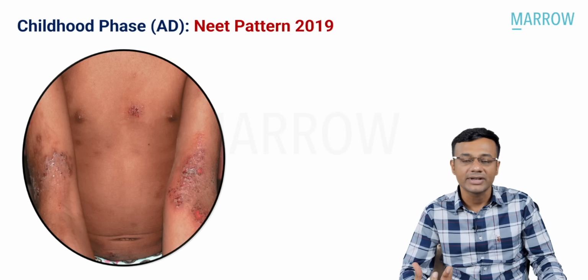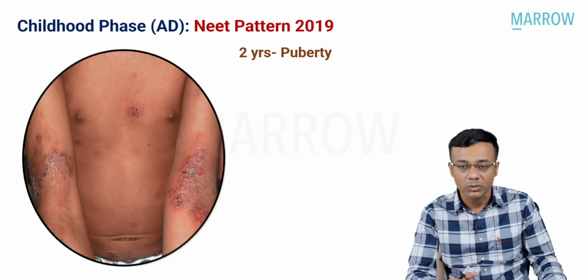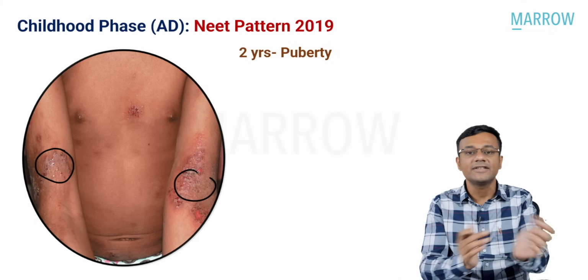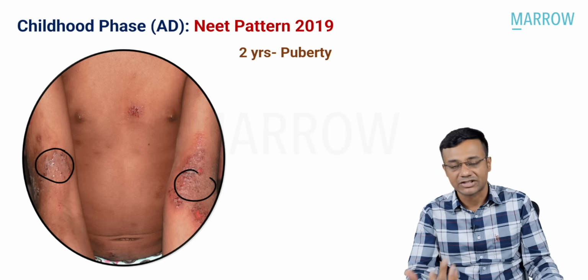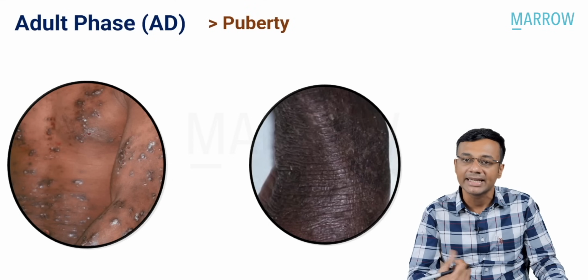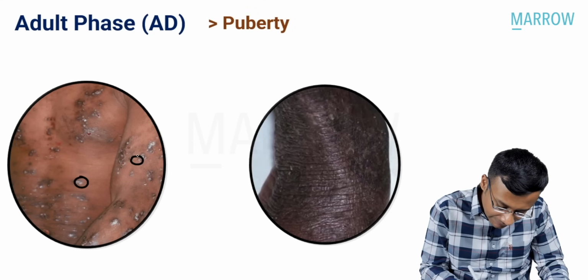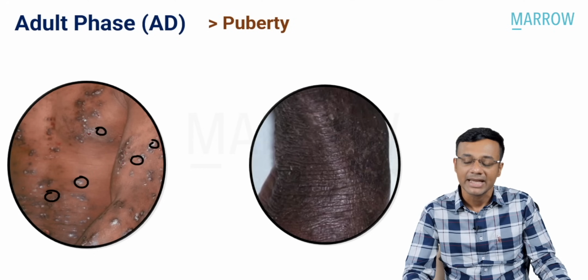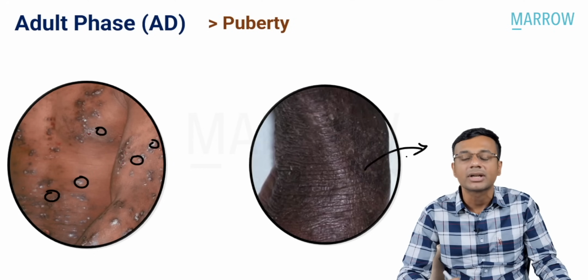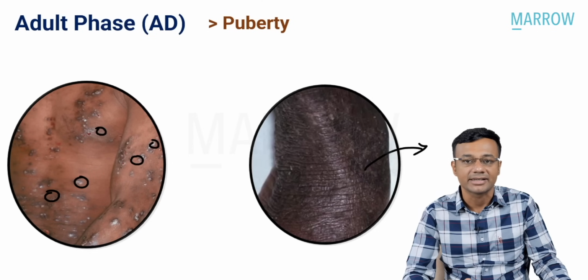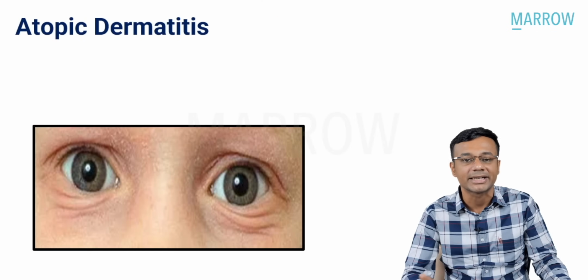However, in the childhood phase, which is seen usually between 2 years and puberty, the distribution is going to shift, and it involves the flexural aspect of the extremities. And in the adult phase, which continues beyond puberty, again you get a lot of lichenified papules and plaques with flexural predominant distribution. And this is the lichenification I was talking about. You have thickening of the skin, hyperpigmentation, and exaggerated skin markings. So these were the 3 phases of atopic dermatitis.